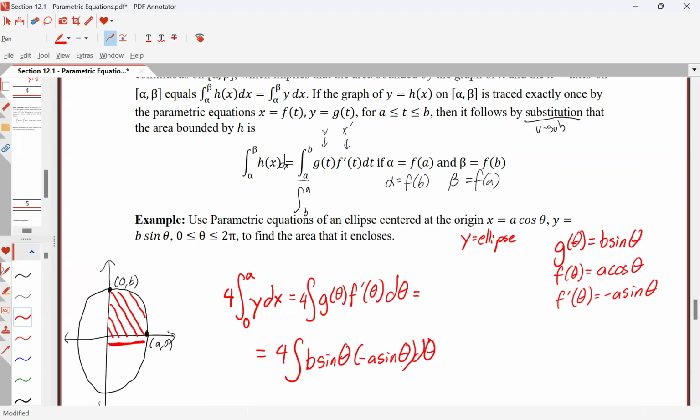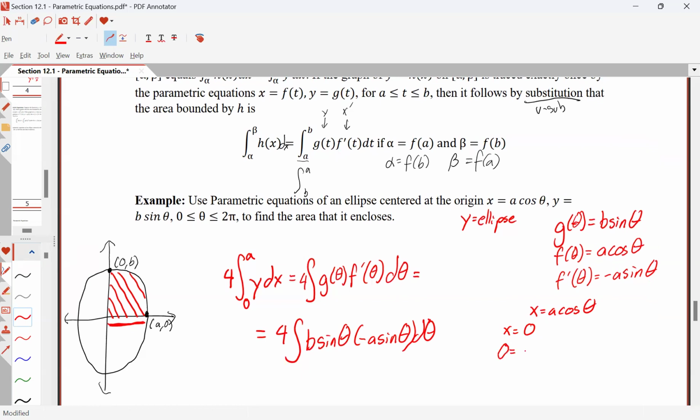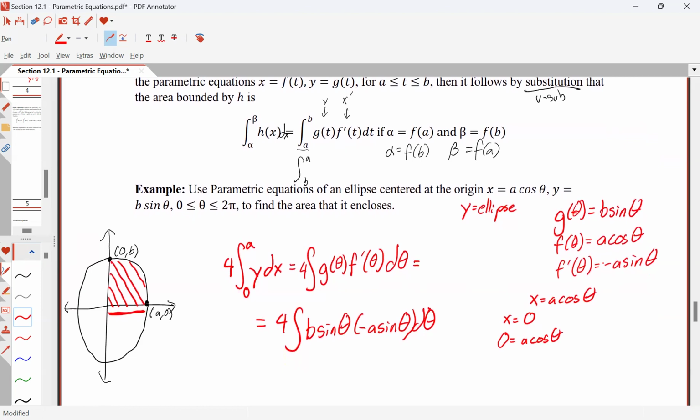Last thing we would need to do is find these new bounds. The bounds were in terms of x. So when x equaled 0, 0 equals a cosine theta. Meaning theta, the first time cosine theta would be 0 would be at pi over 2. So that lower bound of 0 becomes pi over 2. And when x equals a, our upper bound, a equals a cosine theta, or 1 equals cosine theta, meaning theta equals 0. So our integral is from pi over 2 to 0.